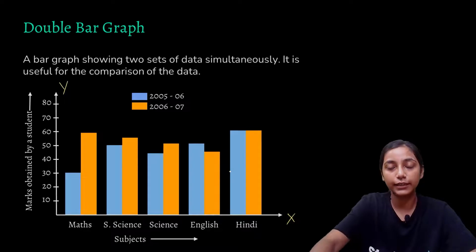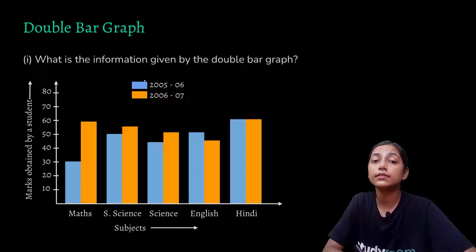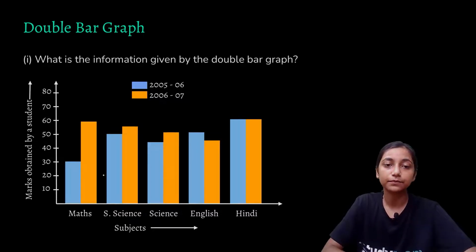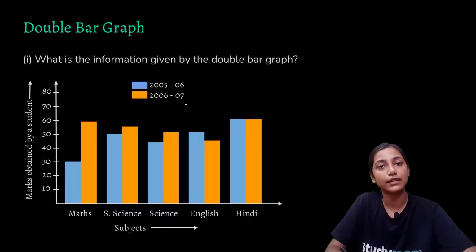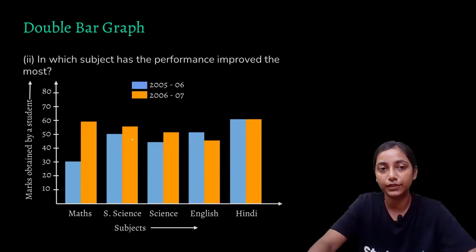Now you can proceed. Just see the first question. It is written, what is the information given by the double bar graph? So I have already told you what information the double bar graph provides us. This double bar graph provides the information of the marks obtained by a student in all these provided subjects in the years 2005-2006 and 2006-2007. We need to compare these 2 years.